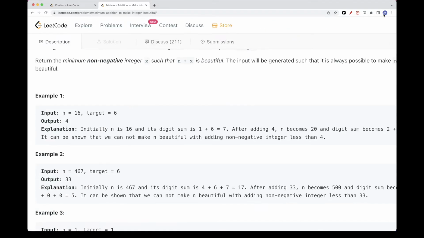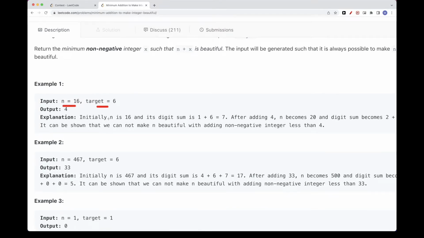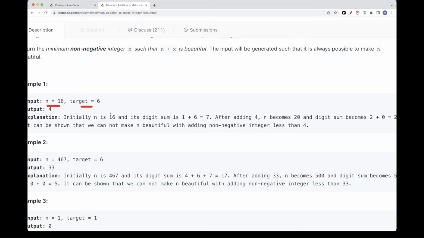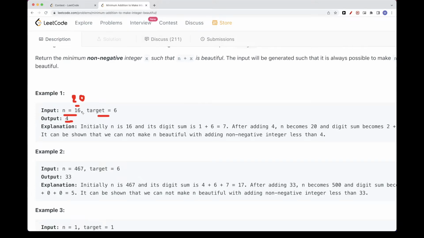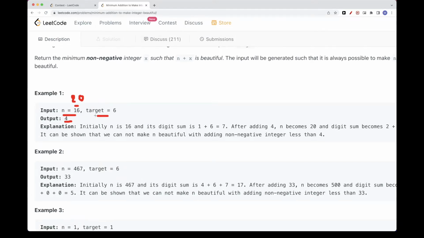Sorry. So let's take a look at an example here. N equal to 16 and target is equal to 6. So 16, 1 plus 6 is 7. That's bigger than target, right? But if we add 4 here to this 16, we get 20. 20, the sum of digits is 2. 2 is smaller than target. Right, and so just adding 4 makes n beautiful, and also adding 4 is the smallest thing we can add.